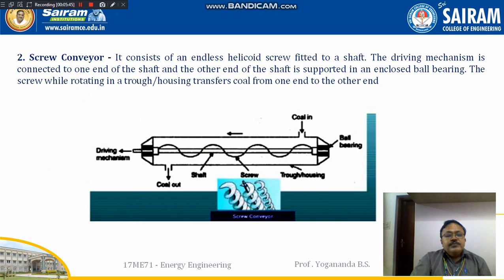Screw conveyor. It consists of an endless helicoidal screw which is fitted inside a trough or casing. The driving mechanism is connected to one end of the shaft here. This is the shaft. The other end of the shaft is connected to the ball bearing. This helicoid screw is rotating in the trough or the housing, and the rotation of this helicoid screw is helping to transfer the coal from one end to the other end.